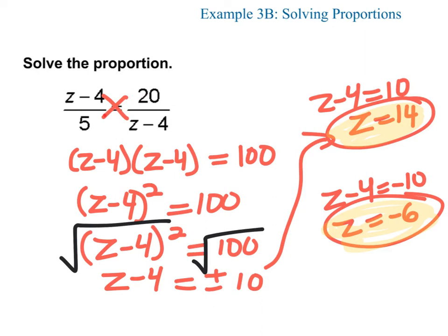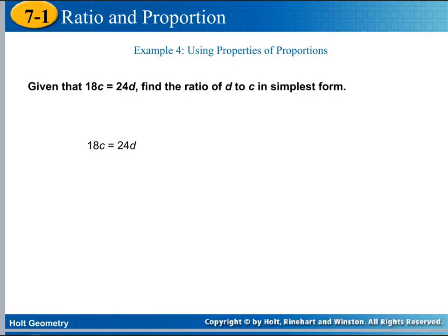But we have no information about what z represents, so both of these are correct answers. In this example, they give us two quantities that are equal with two variables that are different, and we want to find the ratio of D to C in simplest form.